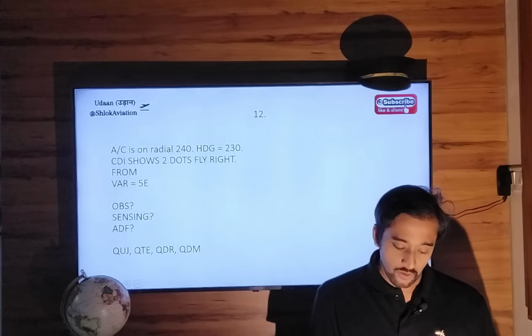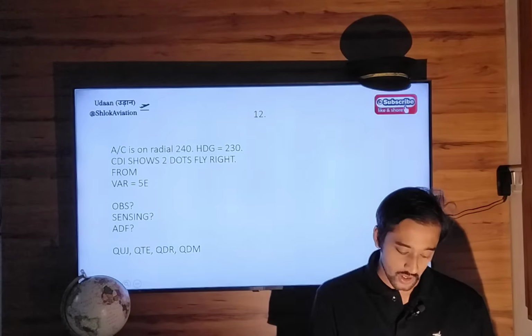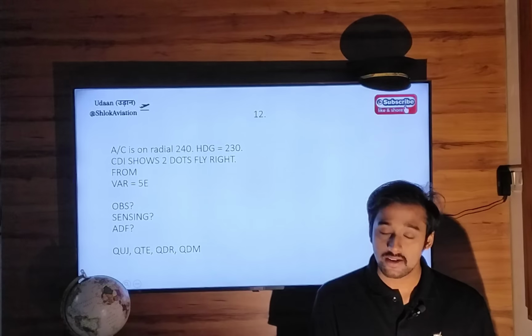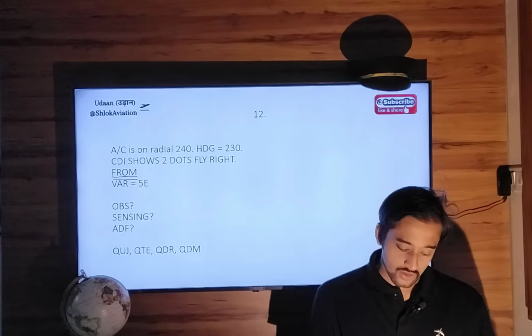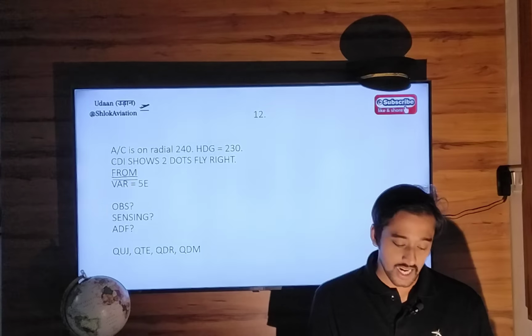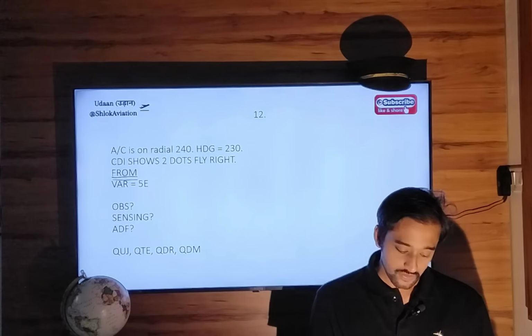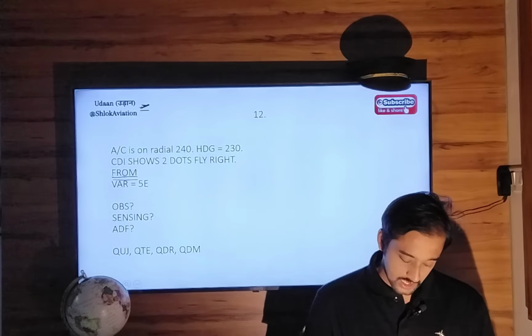Aircraft is on radial 240, heading is 230. CDI shows two dots fly right with a from indication. So what is OBS? What is sensing? What is ADF? Okay, so let's draw this.